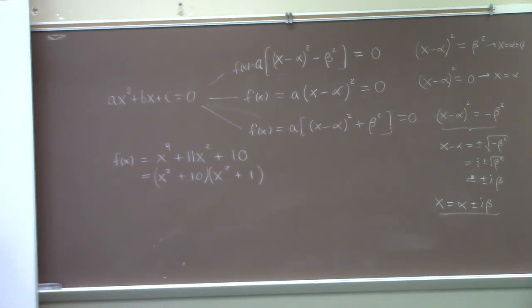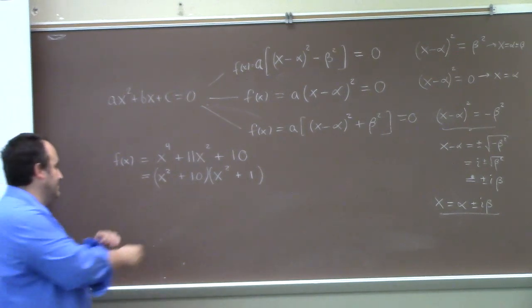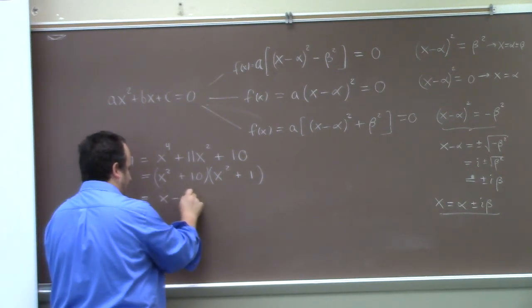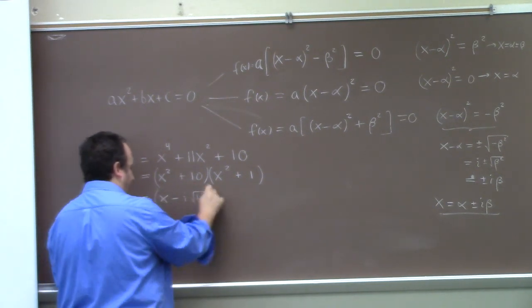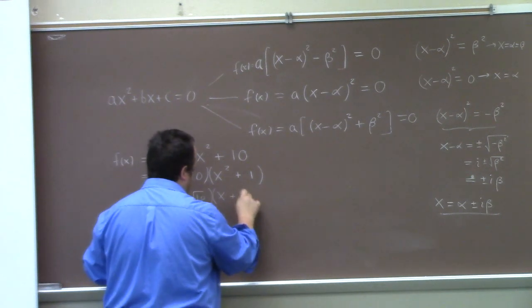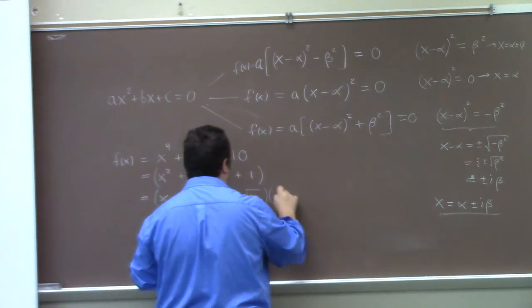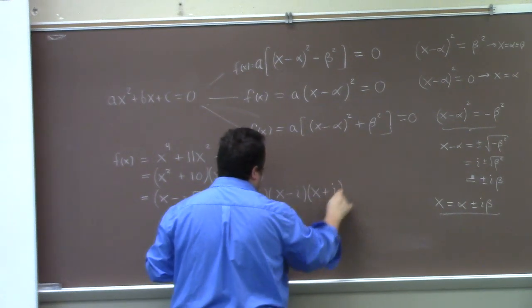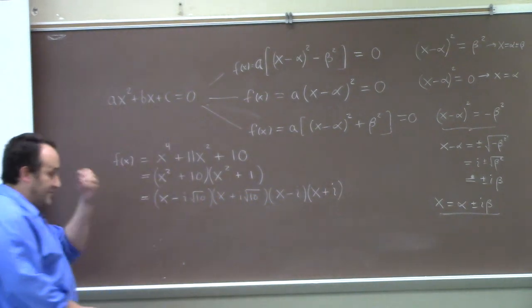What would it look like if we wanted to factor it completely over the complexes? Like, can we factor this using complex numbers? We can, right? We can always factor over the complex numbers.